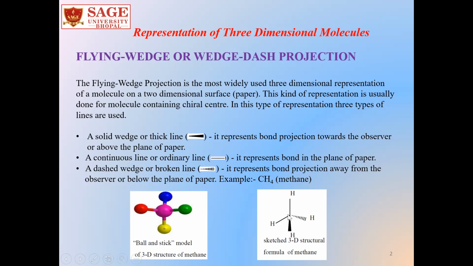For example, CH4. Here we can see there are four bonds. The solid bond, that is this solid wedge or thick line, shows that this hydrogen is above the plane of paper. The broken line represents that this hydrogen is below the plane of paper. And these two hydrogens are on the plane of paper. So if this is the ball and stick model of methane, this is how we can draw the methane molecule in a 3D structural way on a plane of paper.